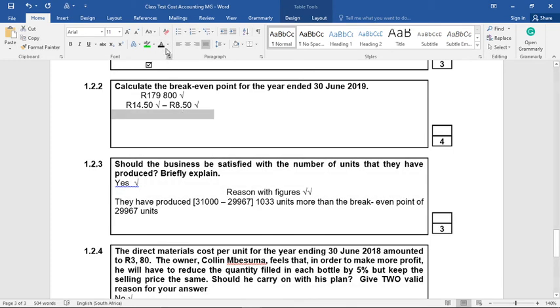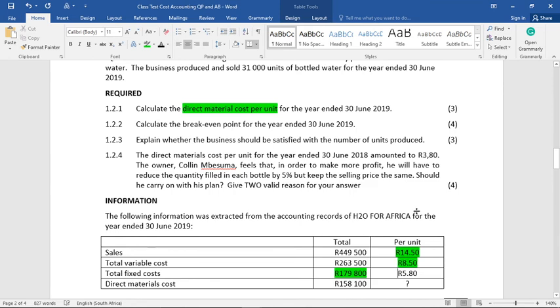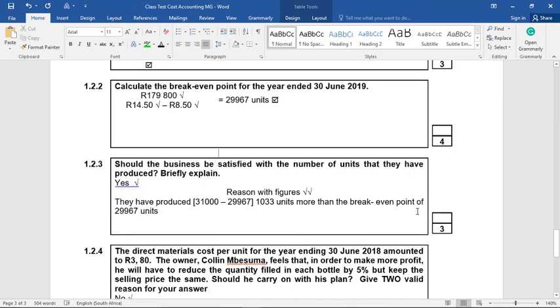Where's my break-even point? Okay, your break-even point, I'll have to type it in here maybe for you. Let's see. Okay, it is 29,967 units. If the answer, by the way, was 966.67, you would have to round it up to 967 units. Okay. Then part 3, should the business be satisfied?